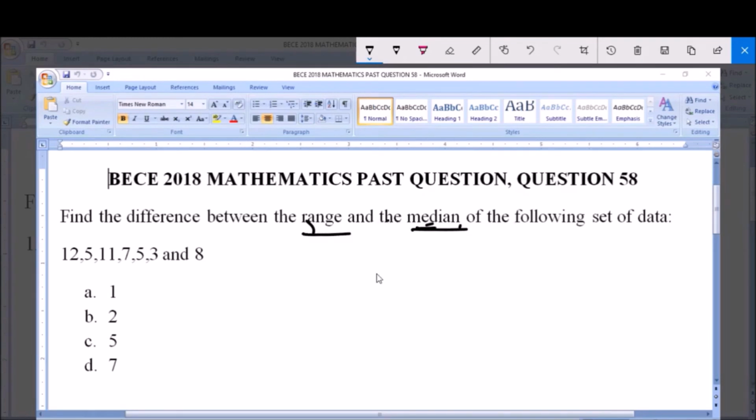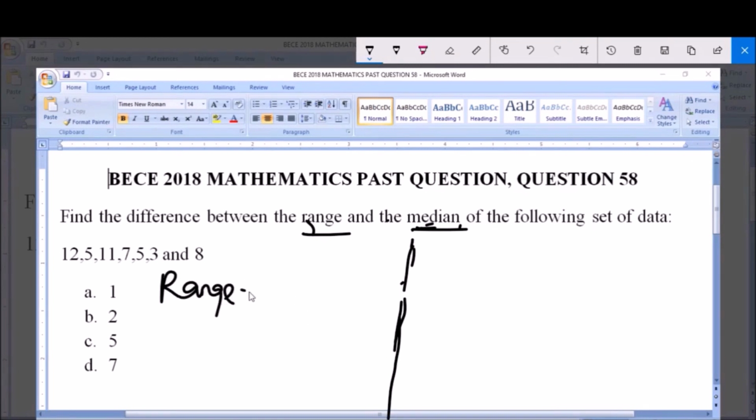Difference between the range and the median. So we are required to find the range and also the median, and then find the difference between the range and the median. That is to subtract the median from the range.